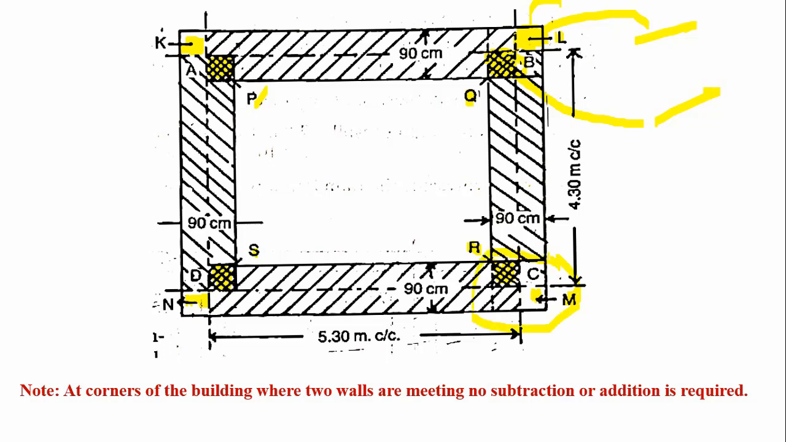Similarly this corner also. At the corners of the building we don't have any problems. At the corners where two walls are meeting, no subtraction or addition is required. Why? Because here we are getting it twice and here we have not considered. So this is equal to this, therefore this gets nullified. So no addition or no deletion. One thing you can remember: at corners there is no addition or deletion required.